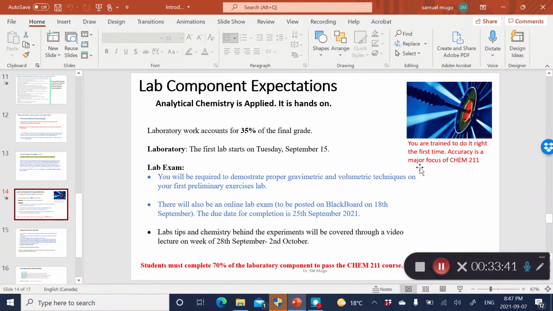So that's why we make sure that analytical chemists are trained properly, so that the data they produce out there is accurate and very, very reliable.